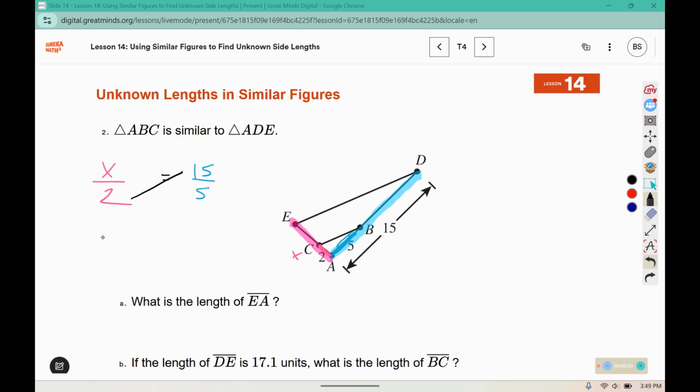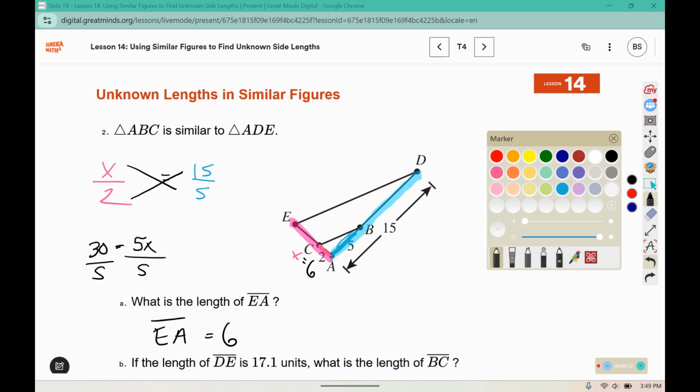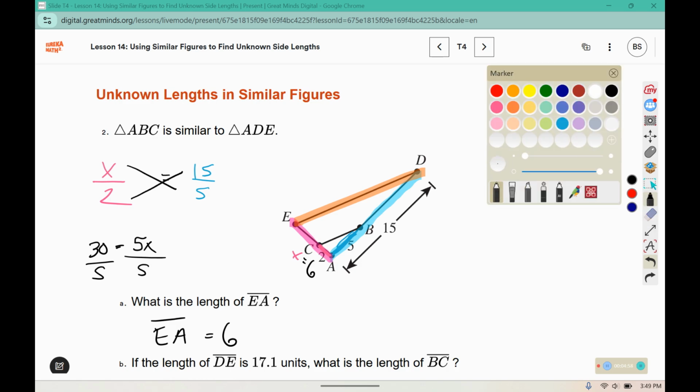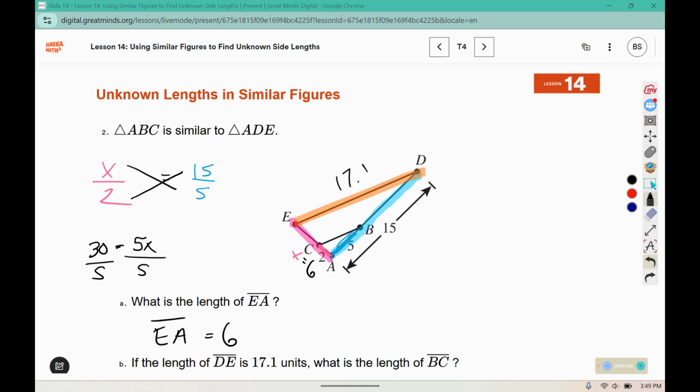Cross multiply. 2 times 15 is 30. 5 times x is 5x. Divide by 5 on both sides. So x equals 6, and that is the side length of EA. If DE is 17.1, what is the length of BC?